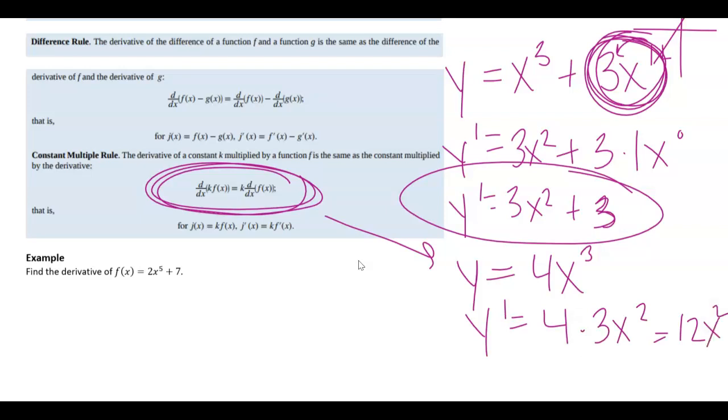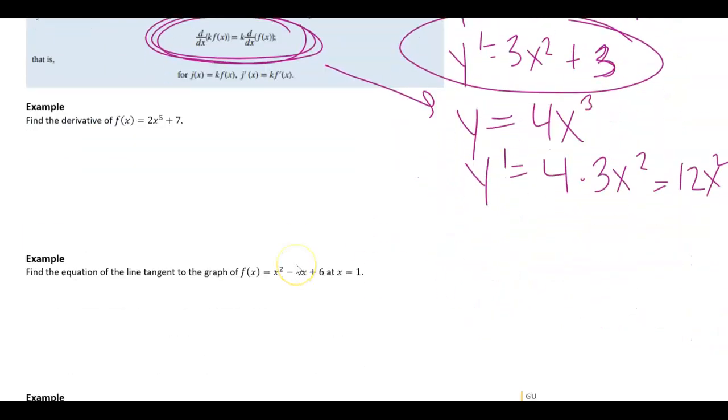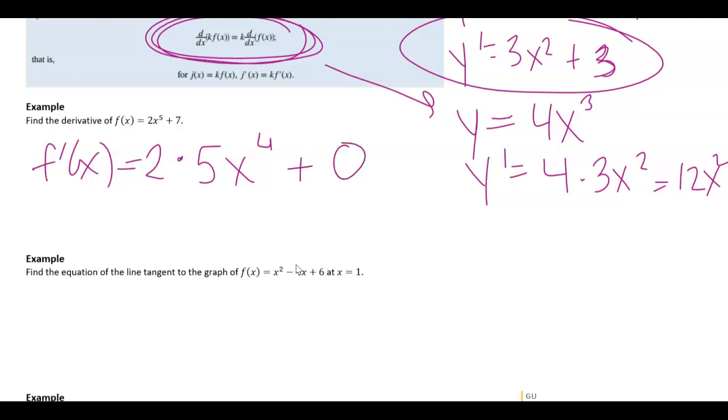All right, here is another example. Let's say that I want to find the derivative of 2x to the 5th plus 7. So I'm going to say that f prime of x is equal to 2 times the derivative of x to the 5th, which would be 5x to the 4th. And then the derivative of 7 would be 0 because 7 is a constant. So I'm going to say this is 10x to the 4th.